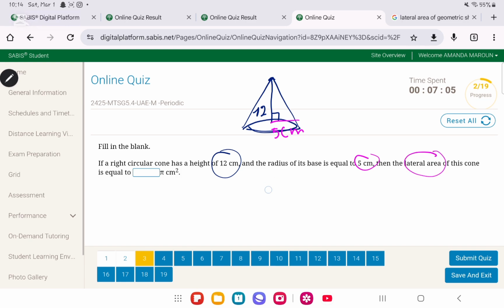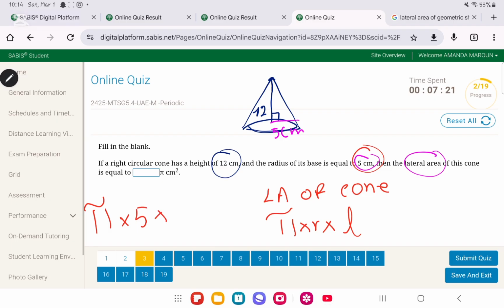What you should know is that the lateral area of any cone is pi times the radius times the slant height, denoted by L. So it is pi times the radius, which we know is 5, times the slant height L. How do you find the slant height L? Very simply, just apply Pythagoras theorem. So it becomes the radical of 12 squared plus 5 squared, which will give you 13. So now you have that the slant height L is 13.